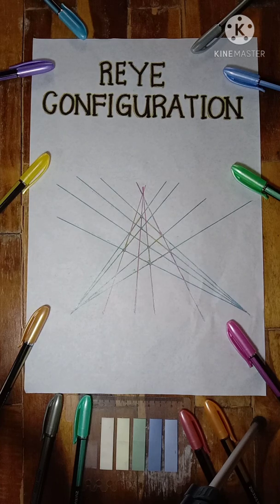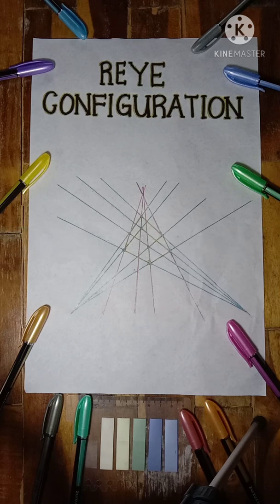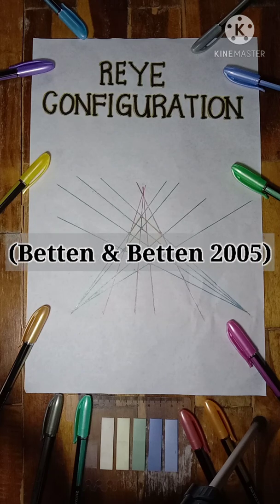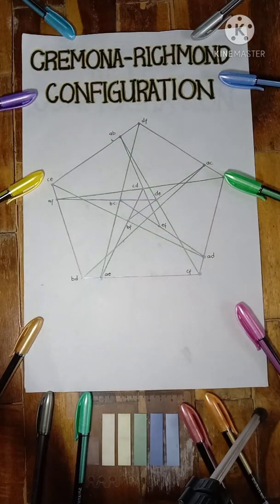The original Reye configuration and its dual together form a 28_4 28_4 configuration according to Grünbaum and Rigby 1990. There are 574 distinct configurations of type 12_4 16_3 according to Betten and Betten 2005. Our second example is the Cremona-Richmond configuration.